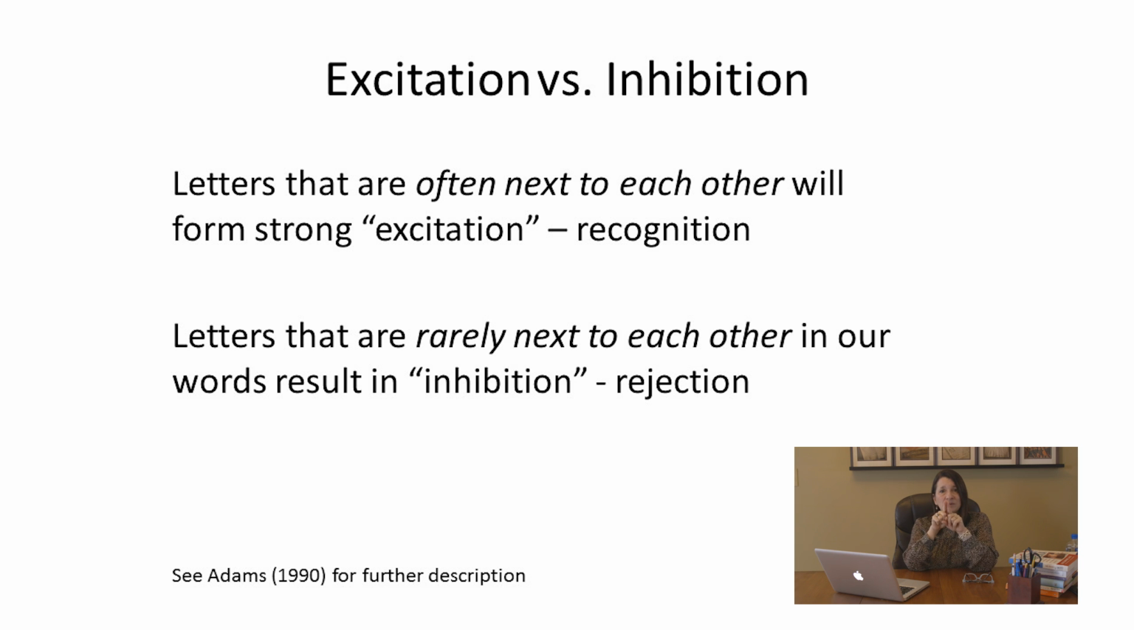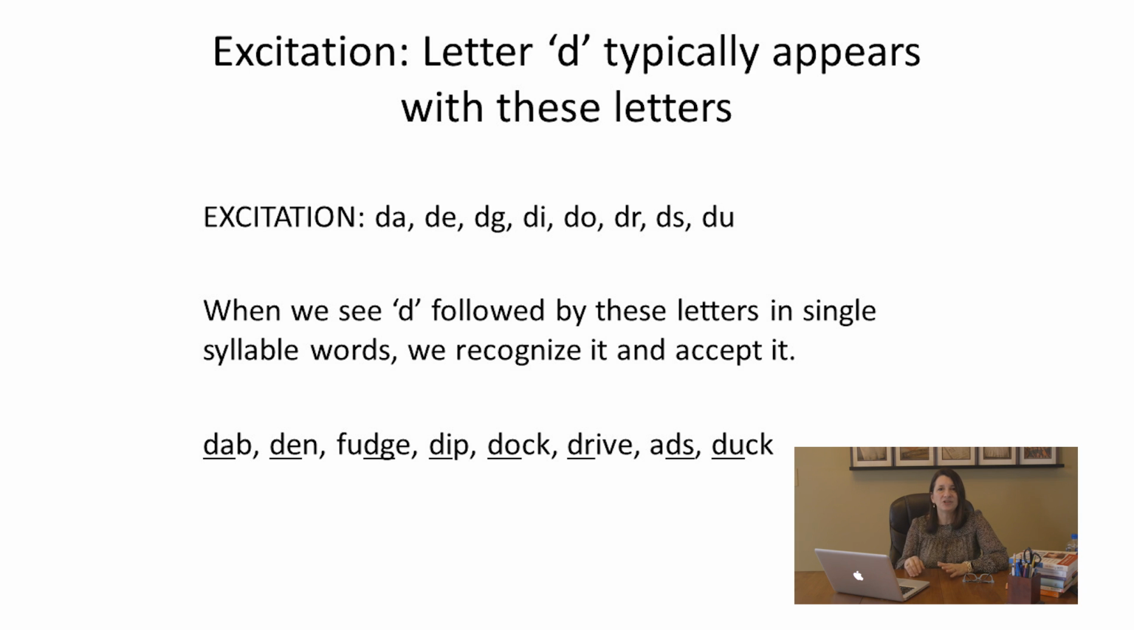Letters that are often next to each other will form this excitation, recognition. Letters that are rarely next to each other in our words result in rejection, inhibition. Okay, so this is actually pretty cool stuff. The word excitation is kind of funny because I imagine neurons doing like high fives or something, but seriously, our brains have seen certain letters in our orthography, in our spelling system for our language, so often that the brain says, yes, these two go together. We see it, and they're recognized as belonging together, so to speak.